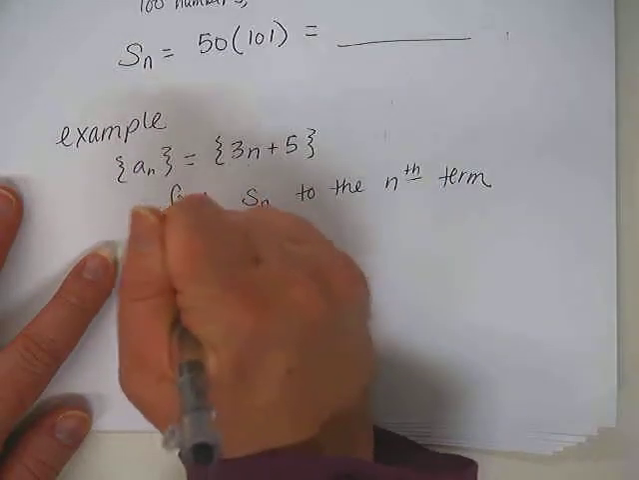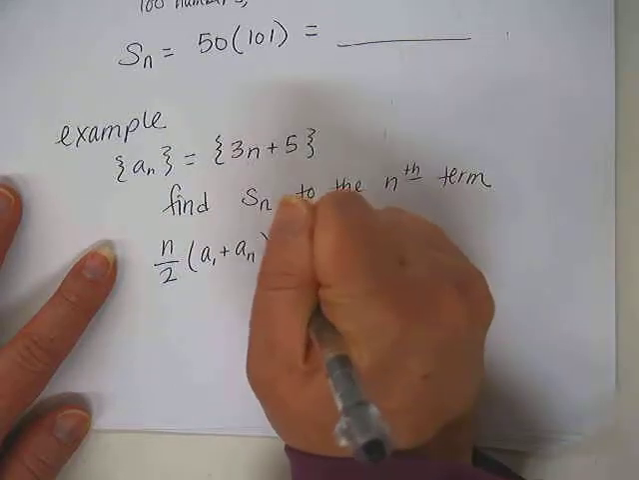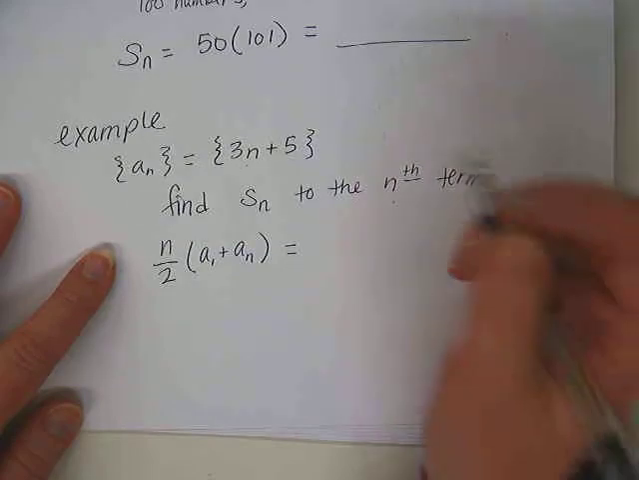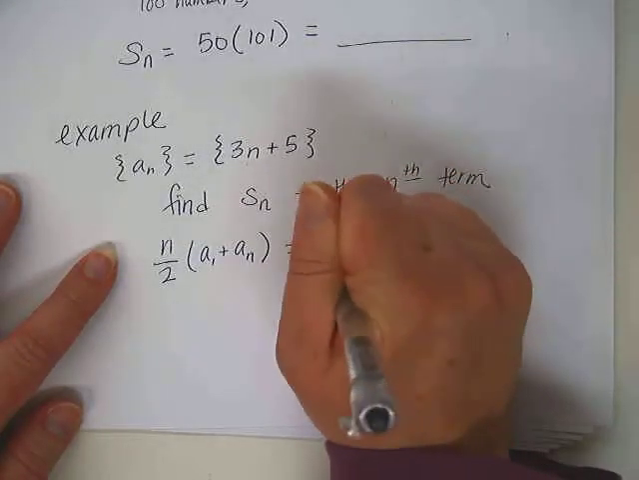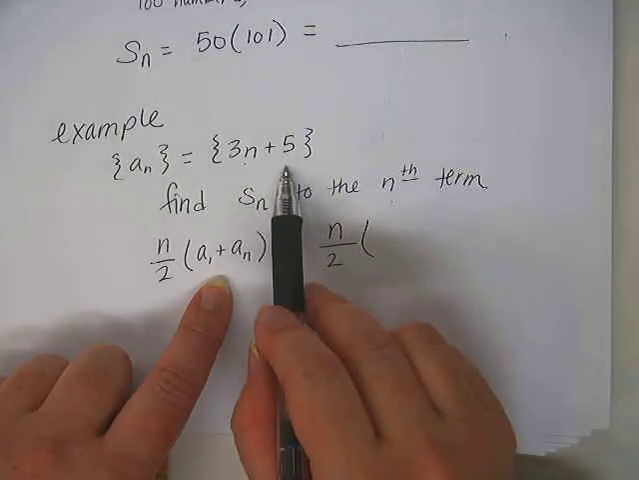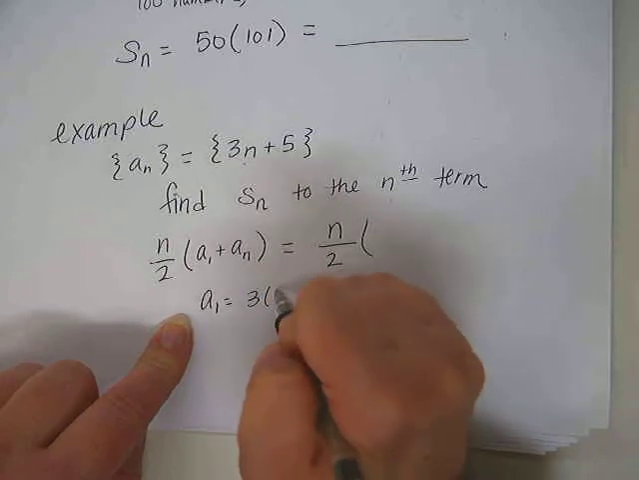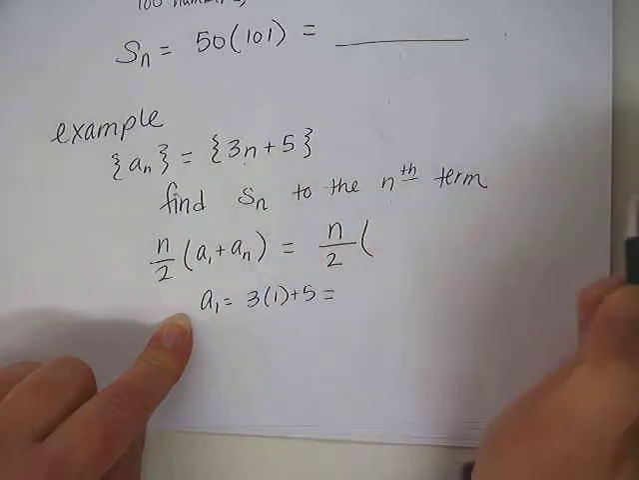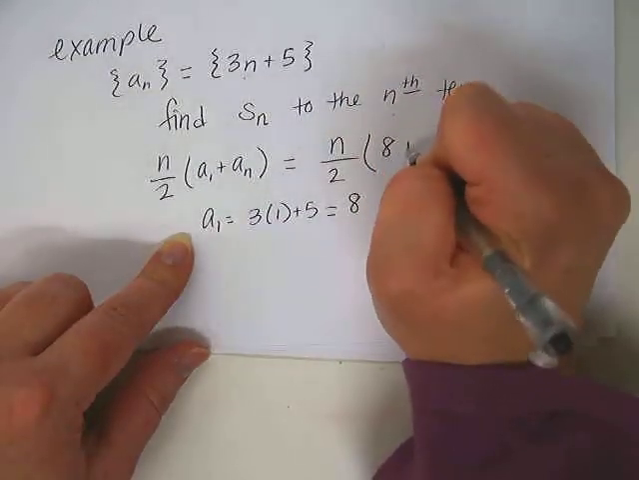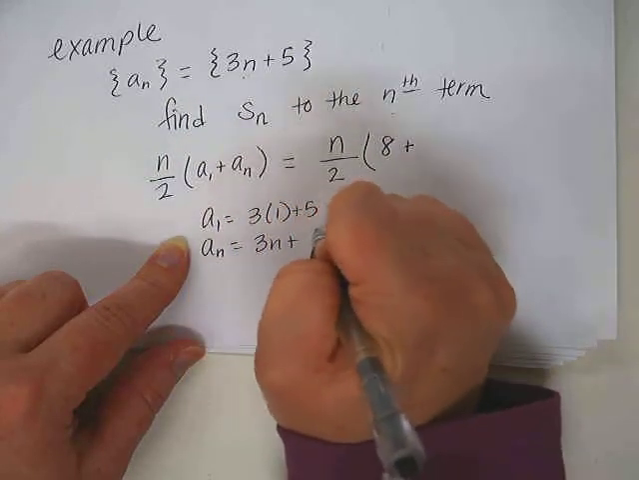Okay. So what would the first number, remember our formula is n divided by 2 times a sub 1 plus a sub n. Okay? Do we know what n is? No, it's any number, so we just leave n as n divided by 2. Okay, how do we find the first number in this sequence? We're going to plug in a 1. 3 times 1 plus 5. So what's the first number in the sequence? 8. So the first number is 8.